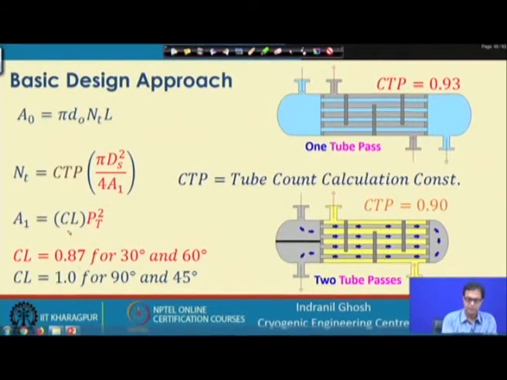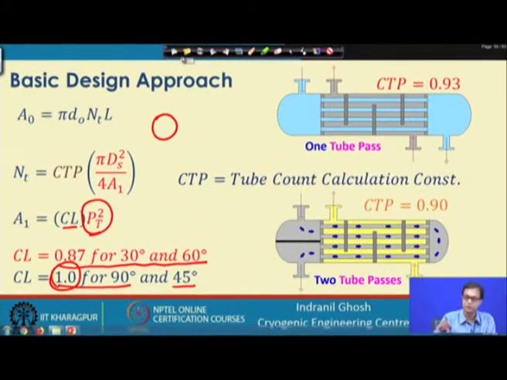So, we have the CL 0.87 for 30 degree and 60 degree, but here this is 1 for 90 degree and 45 degree. As you can understand, we have been asked to look for a square pitch. So, for us this number is 1. So, we have to assume this CL is equal to 1, and PT is already given. PT is basically like this. If we look into it, we have 4 such tubes.